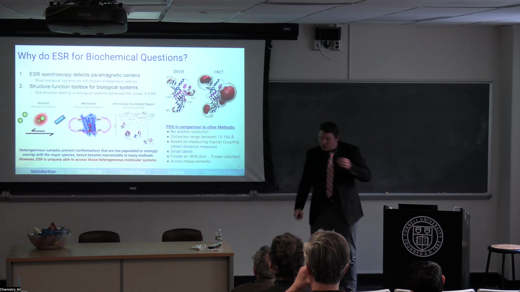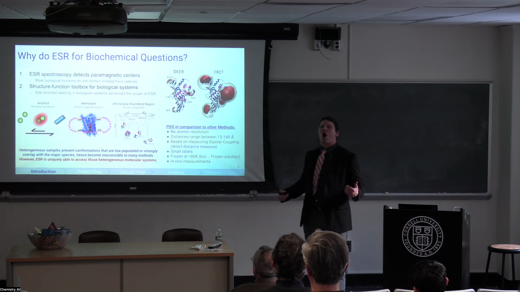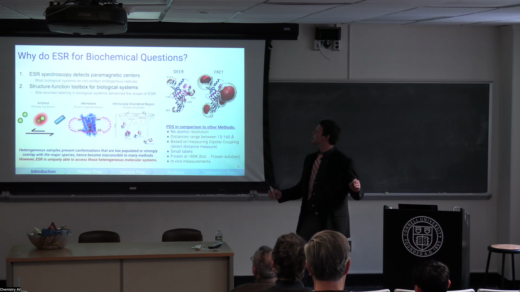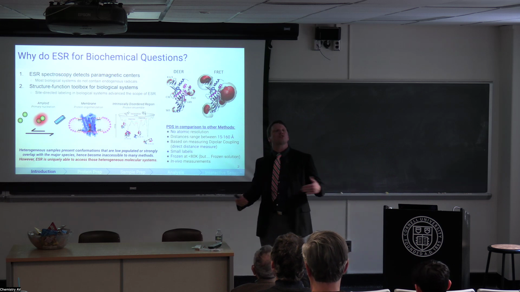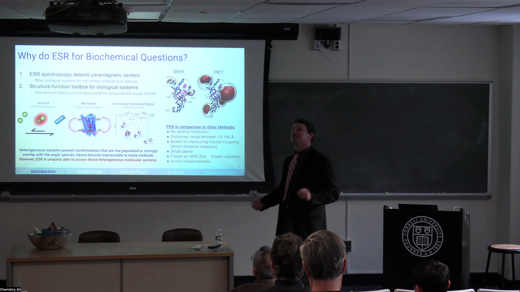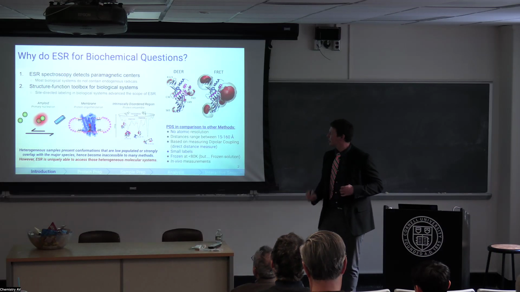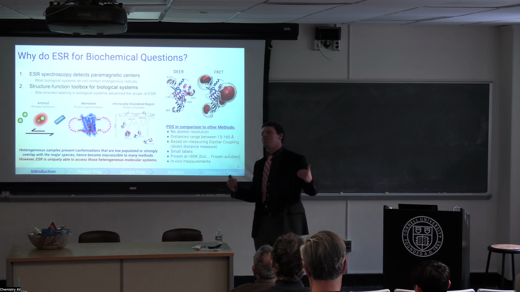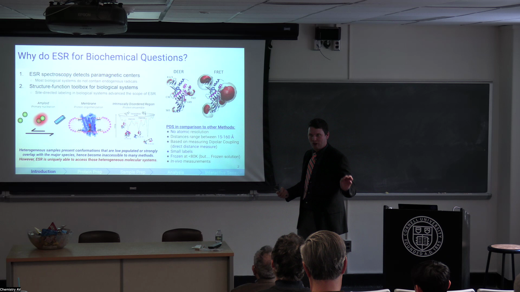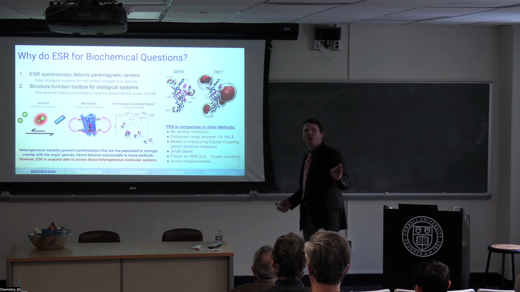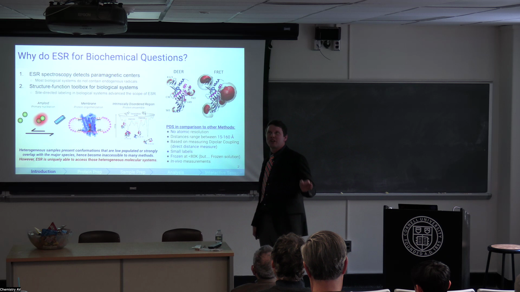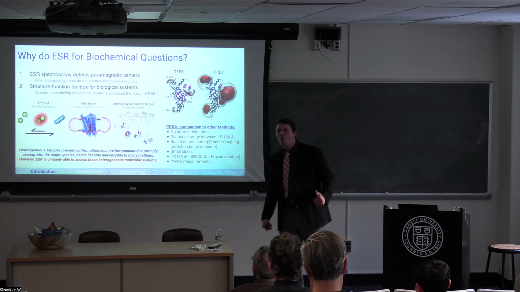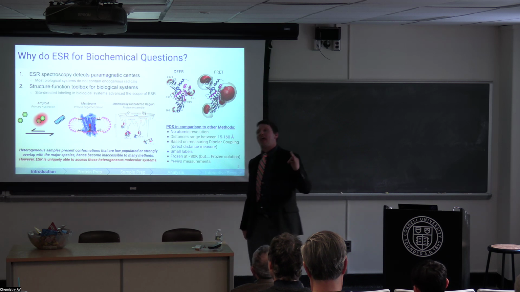Now, before we continue, why do we want to use ESR for answering biochemical questions? Part of the reason is that in general, proteins do not have paramagnetics. Yes, there are metalloproteins, but in general, that's not the case. And therefore, it is very easy to introduce paramagnetics at the site of interest and probe its biological structure, equilibrium, and eventually kinetics.